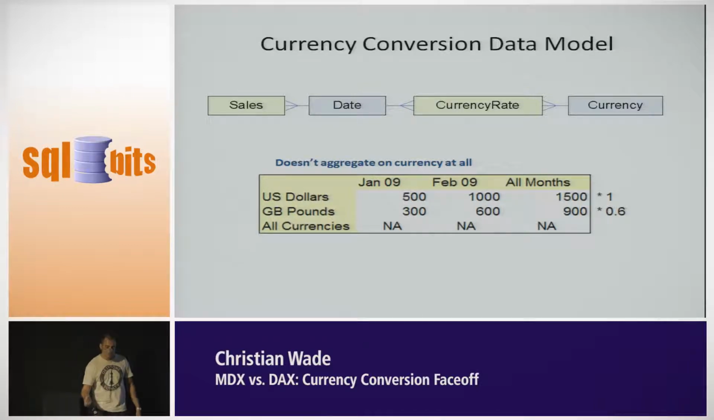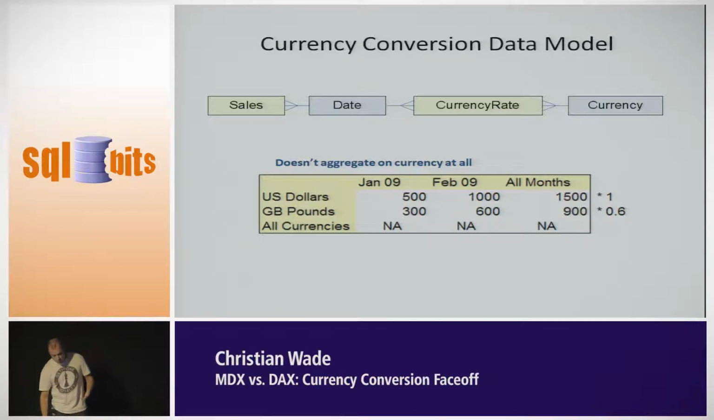So as I'm sure everyone in the room probably knows, you drag a hierarchy onto a pivot table, you've got the all member, which is normally the sum of all the children. It doesn't make sense to sum up different currencies. So if we can get rid of the all member, we'll get rid of it. If we can't, then we have to show something more appropriate.